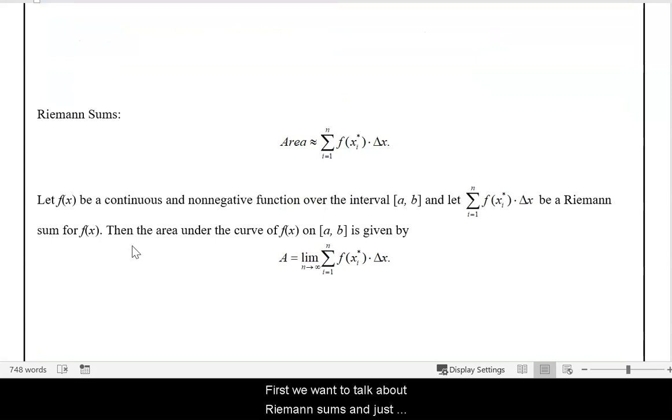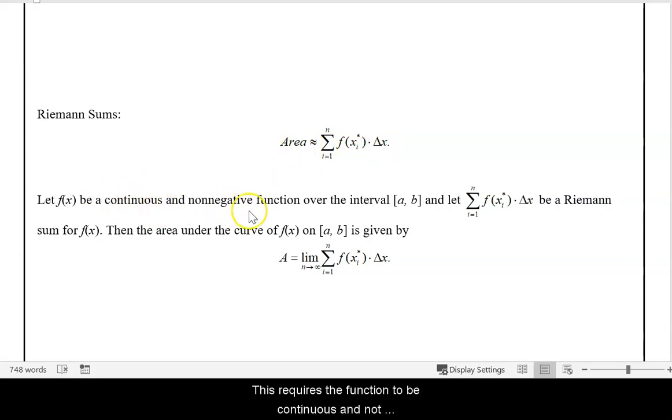First, we want to talk about Riemann sums and just briefly remind you what a Riemann sum is. Remember that these are named in honor of the German mathematician who discovered many of their properties. We've discovered that we can approximate the area under a curve by adding up the area of a bunch of rectangles, where the width of each box is given by the change in the x value, and the height of each box is given by the height of the function at a particular point called x sub i star. If you add up the area of the boxes, you can approximate the area between the function and the curve.